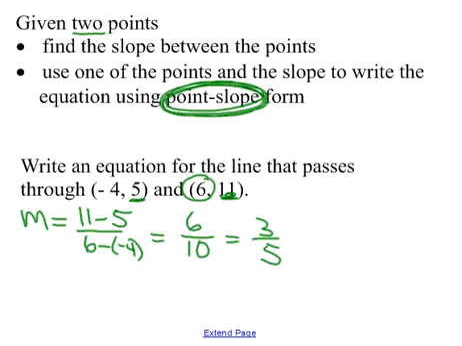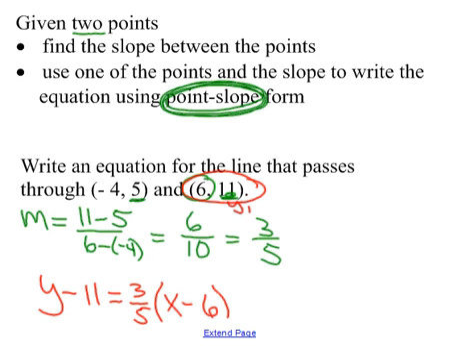I can use either point, and so I don't make any little mistakes, I'm going to use the point that doesn't have any negatives in it. So I don't make the mistake of forgetting to change my sign. So I'm going to use (6, 11). So I'm going to do y minus my y1, which is 11, equals my slope, which is 3/5, times x minus 6, or x1.